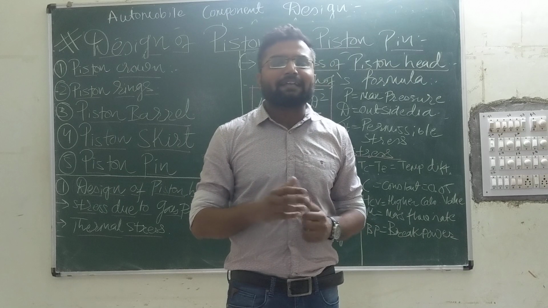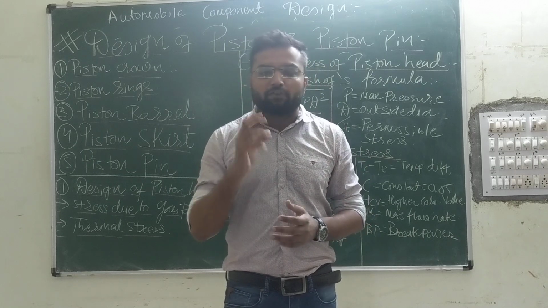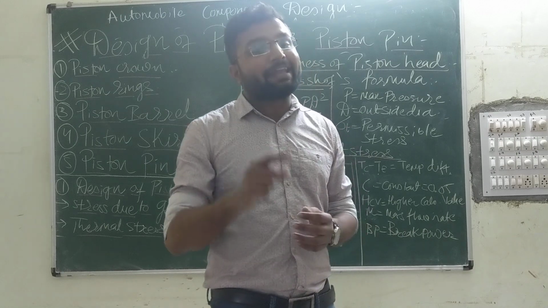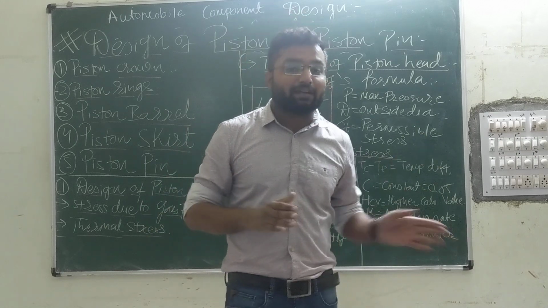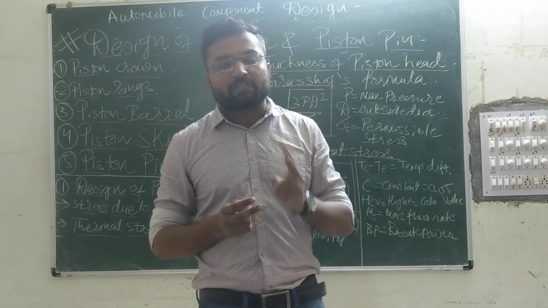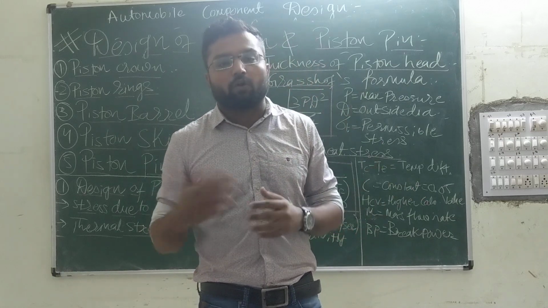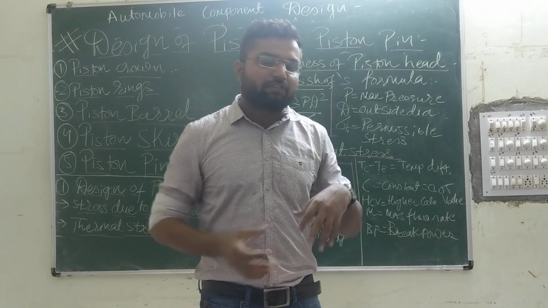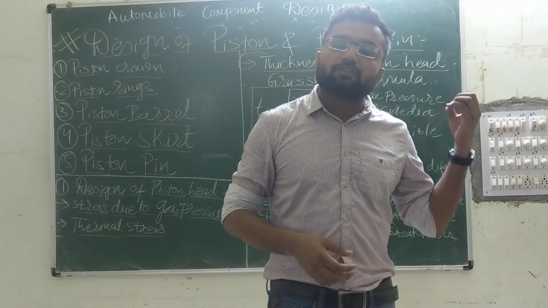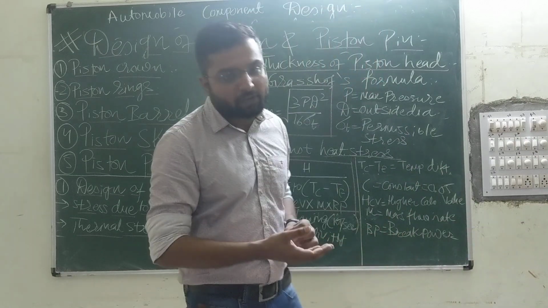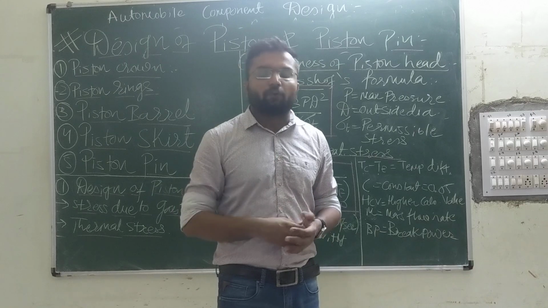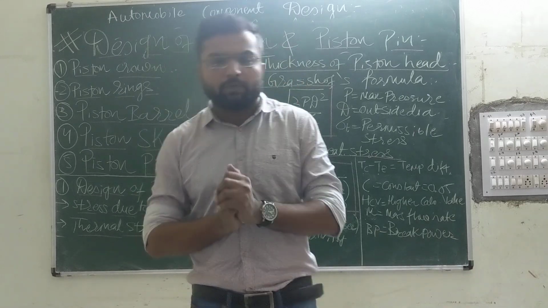After that, we selected the material for this piston, depending on its working condition as well as function. There are two types of material we have discussed. One is iron and one is aluminium alloys. In the case of iron, we have discussed cast iron and forged iron. As well as in the case of aluminium, we have discussed cast aluminium and forged aluminium.